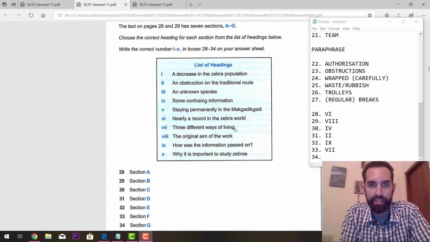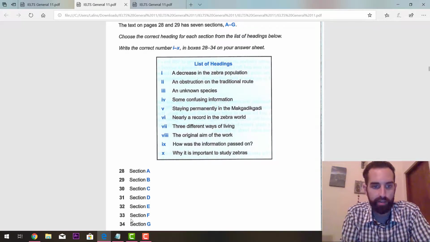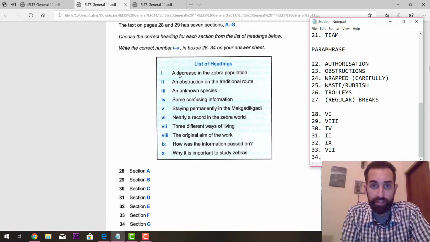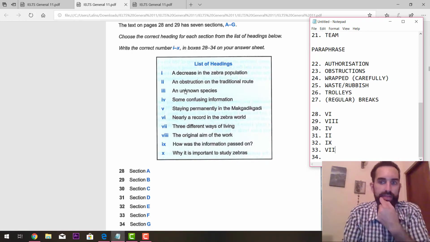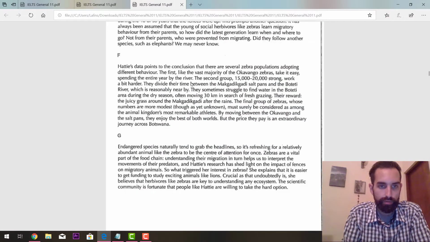Okay, so what we have left in the list of headings is, let's see, obviously, a decrease in the zebra population, and an unknown species, staying permanently in the Makgadi, and why it is important to study zebras. So there's only 4 left. Alright, so we've got to make our choice. Okay, so section G.